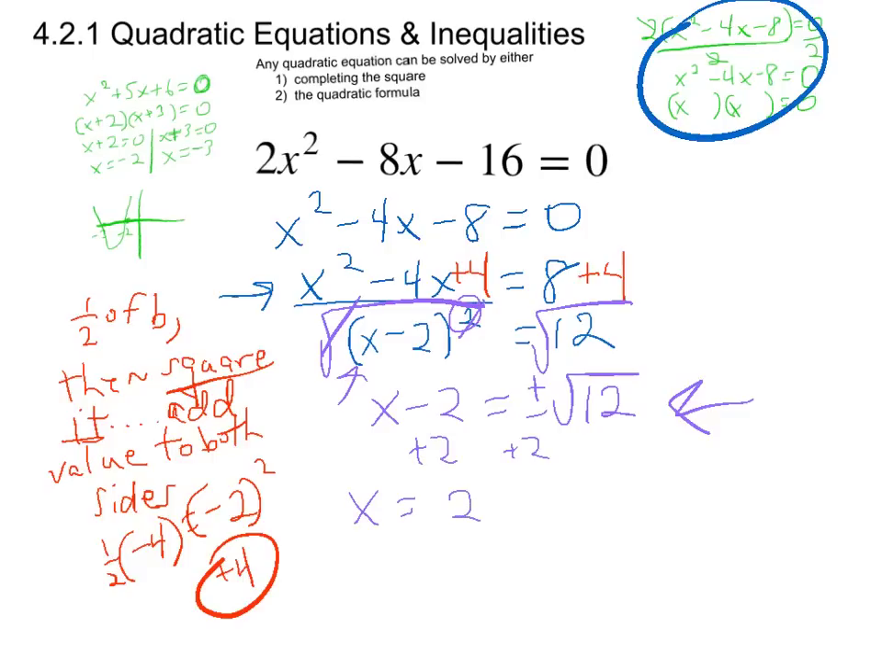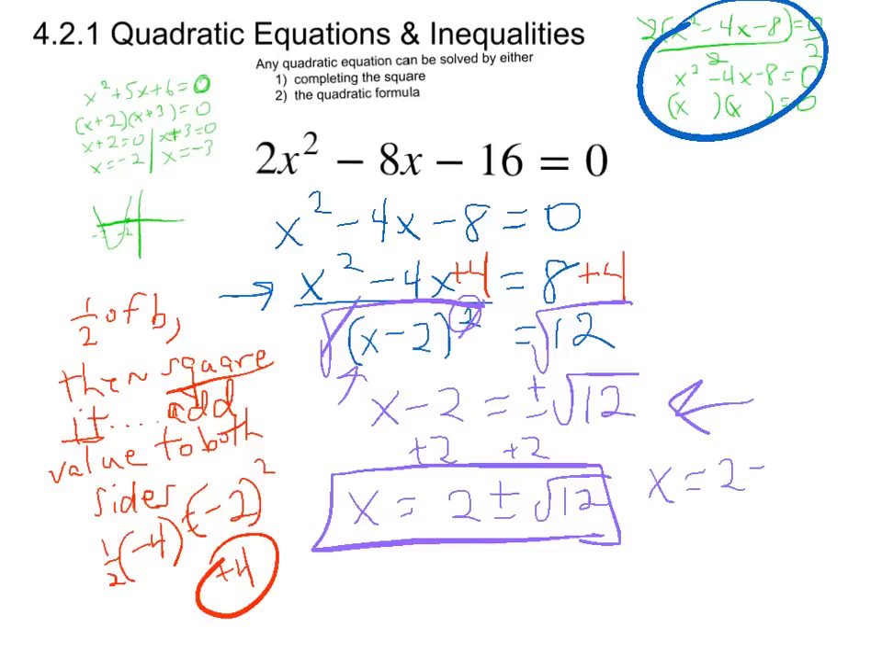X equals 2 plus or minus the square root of 12. You can simplify the square root of 12, but it's not necessary. It's still the same value. And this is how you get your two roots, your two x values. You have x equals 2 plus radical 12, whatever that decimal is. And you have x equals 2 minus radical 12, whatever that decimal is.